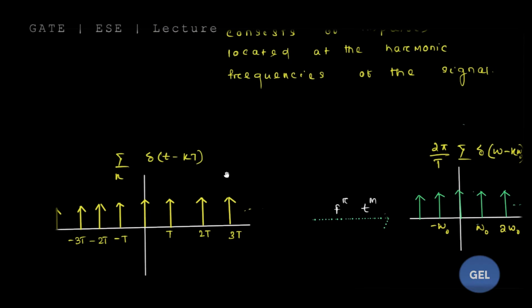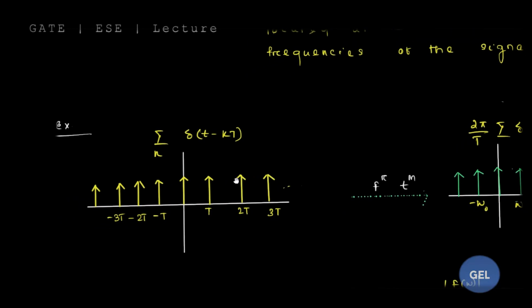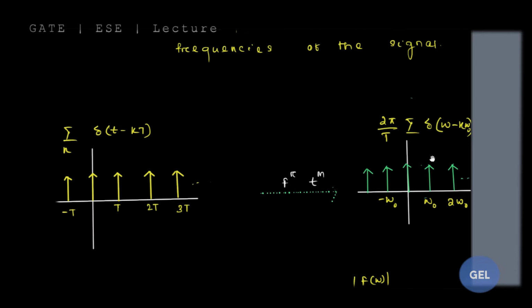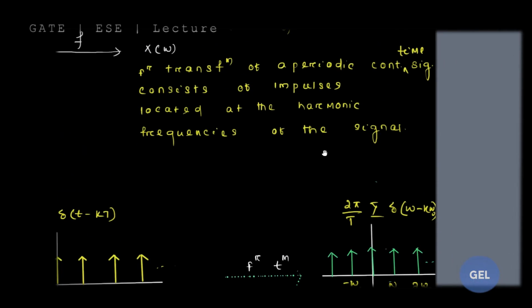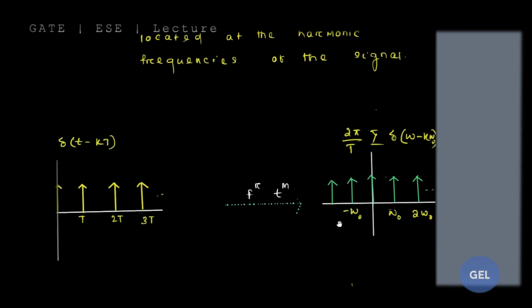There are two things you need to remember here. Very important two observations. First, the Fourier transform of a train of impulses is nothing but a train of impulses. Second, the Fourier transform of any periodic continuous time signal consists of impulses located at the harmonic frequencies of the signal. Please have clarity on this concept. This concept is very important.